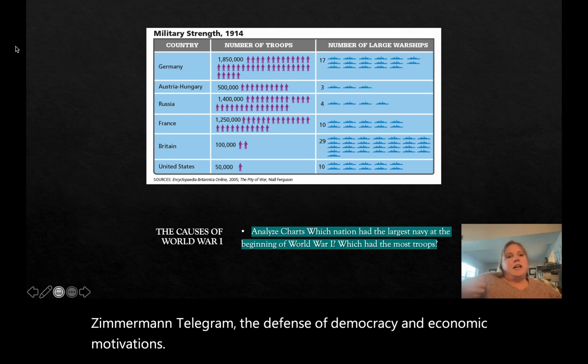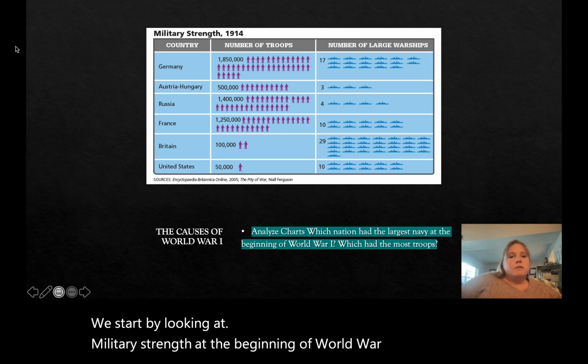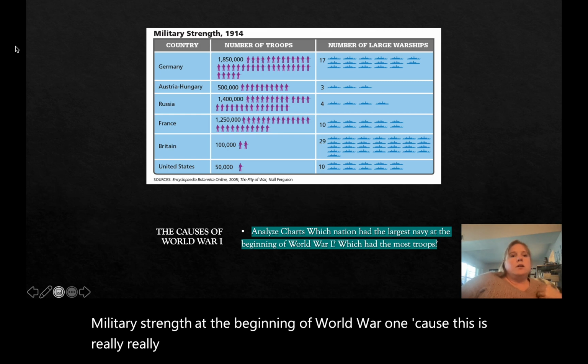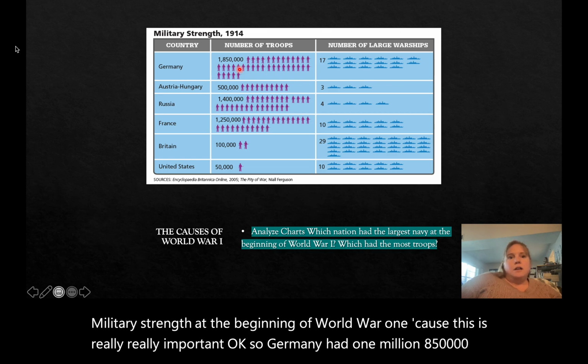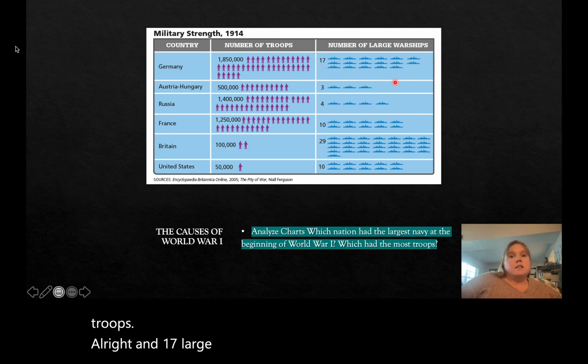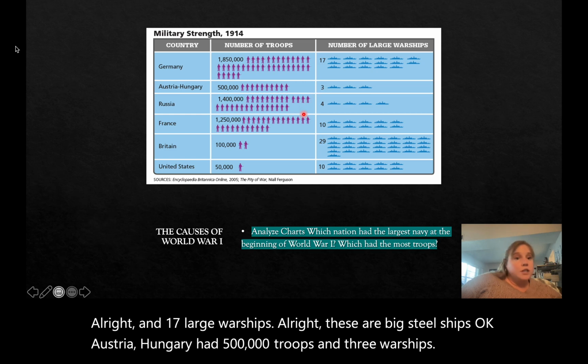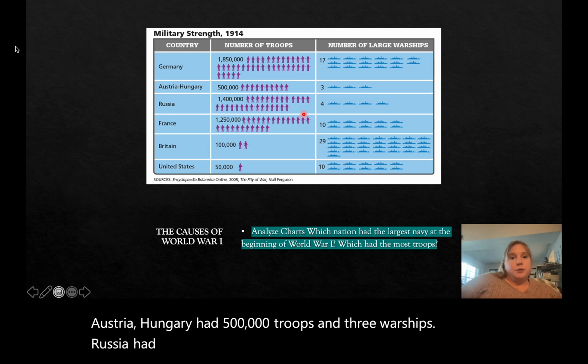We're going to start by looking at military strength at the beginning of World War I, because this is really important. Germany had 1,850,000 troops and 17 large warships. These are big steel ships. Austria-Hungary had 500,000 troops and 3 warships. Russia had 1,400,000 troops and 4 warships.